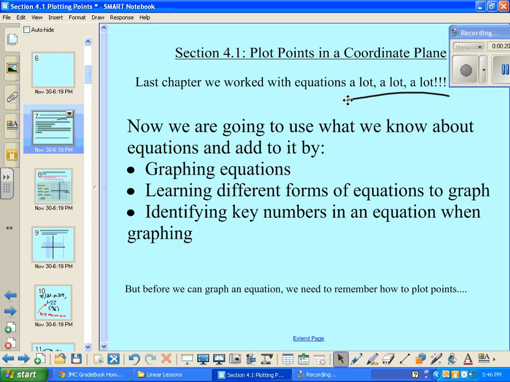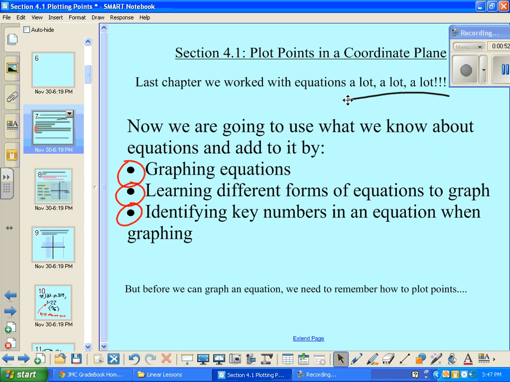We learned a lot of things about equations, like how to move things from one side of the equation to the other, how to move variables from one side to the other, and how to get a variable by itself. We're going to use all these different manipulation skills to help us with chapter 4 and the next chapter, chapter 5. Both of these are very closely related in terms of doing a lot of graphing equations, learning different forms of equations, and also being able to identify key numbers in an equation.